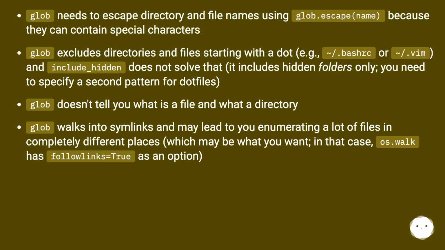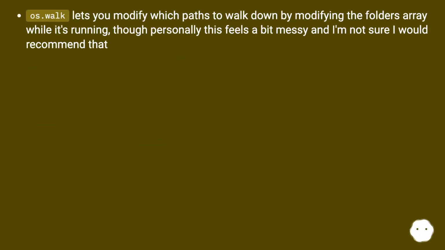Glob walks into symlinks and may lead to you enumerating a lot of files in completely different places, which may be what you want. In that case, os.walk has followlinks=True as an option. os.walk lets you modify which paths to walk down by modifying the folders array while it's running, though personally this feels a bit messy and I'm not sure I would recommend that.